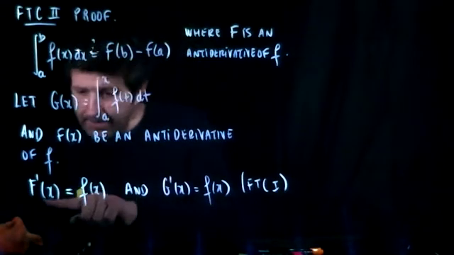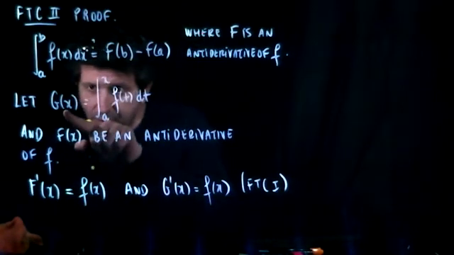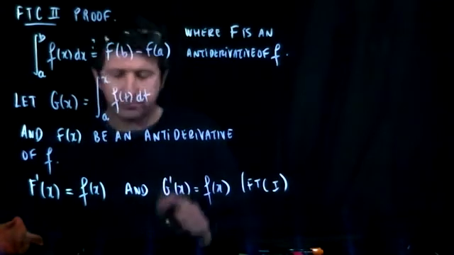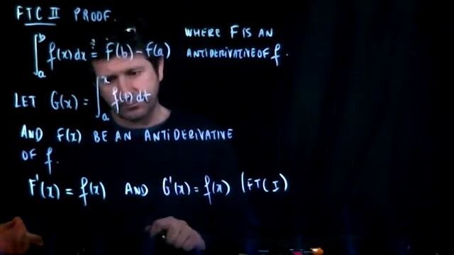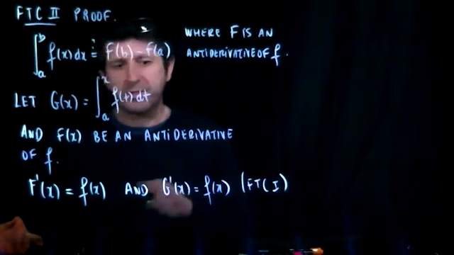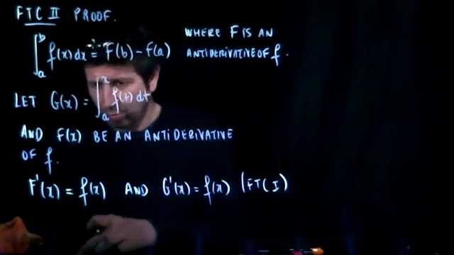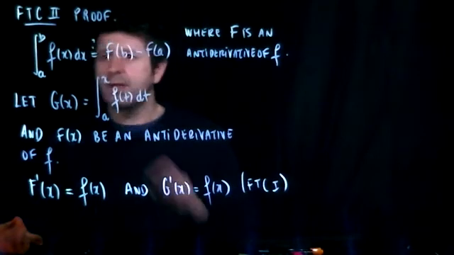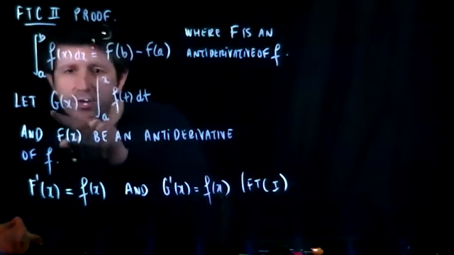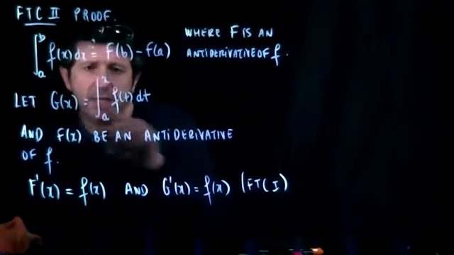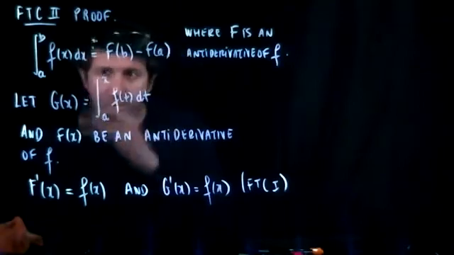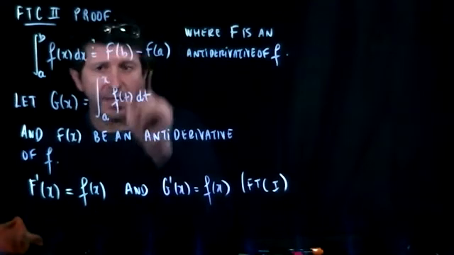Okay, so big F prime and big G prime are both equal to small f. Want me to repeat this? Yes, please. Okay, so again, what is big G? It's the area from A to x. It's not an antiderivative. It's the area from A to x.